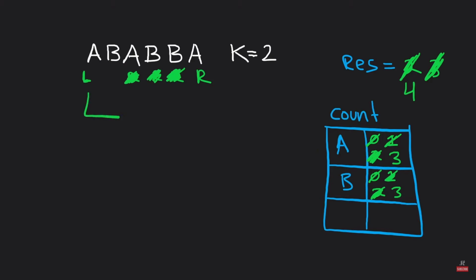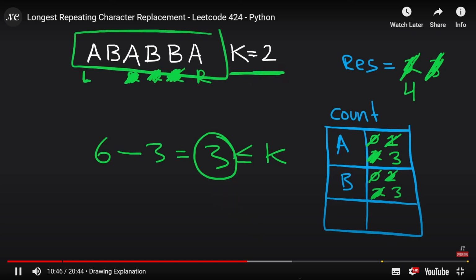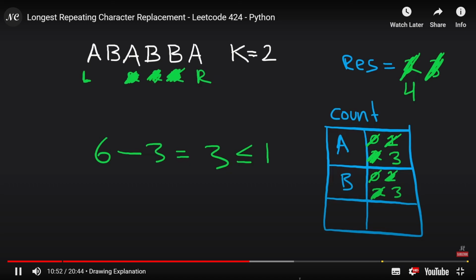So let's take the size of our window, 6, subtract from it the count of the most frequent character. It's going to be either of these, so 6 minus 3 means we need to make 3 replacements. Is that less than or equal to k? K is 2, so we exceeded k, right? We exceeded the number of replacements we're allowed to make. If we wanted this window to be valid, we have to replace 3 characters in it, but we're not allowed to do that. So what we have to do is shrink the size of our window until we are valid.